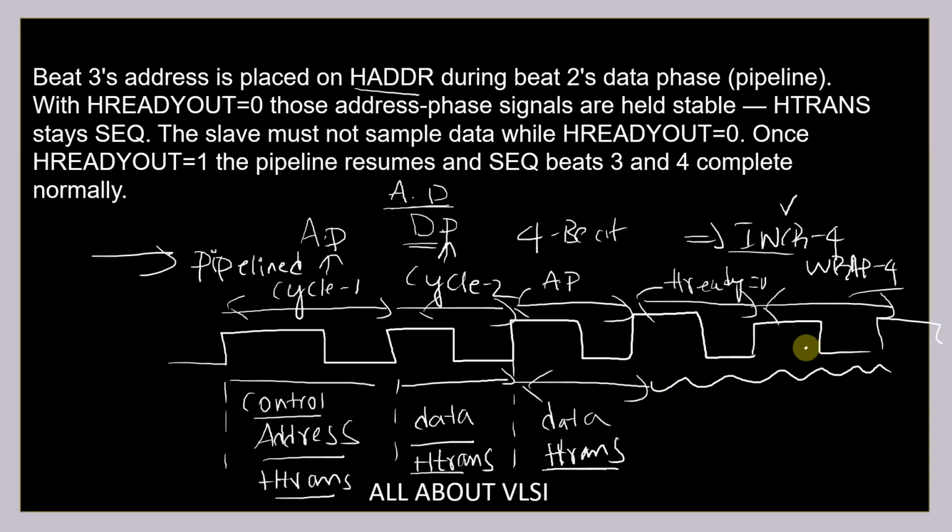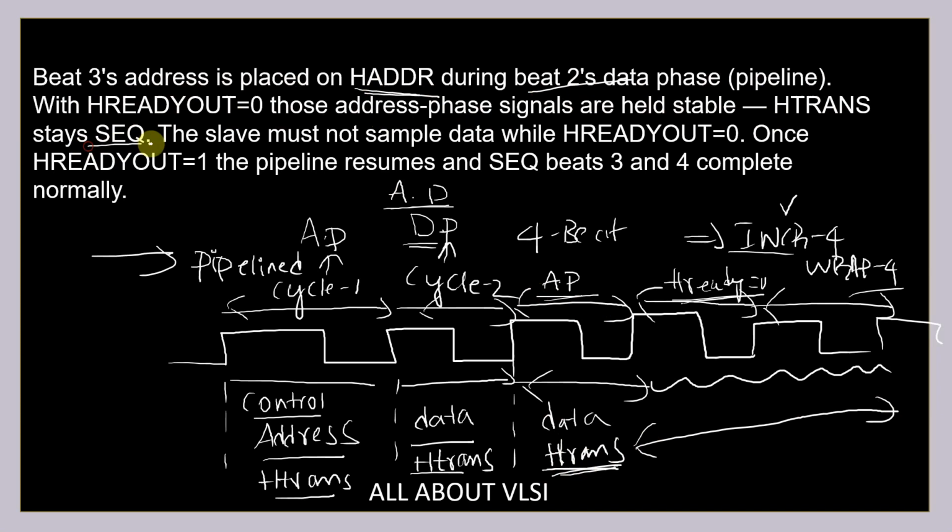As we already know, the protocol insists that if HREADY is equal to 0, the address information and control information given in the address phase should stay constant. That's the reason your HTRANS and HADDR, everything, will be constant in these cycles. That is what the answer is also saying: beat 3 address is placed on HADDR during the beat 2 data phase, and with HREADY equal to 0, those address phase signals are held stable.